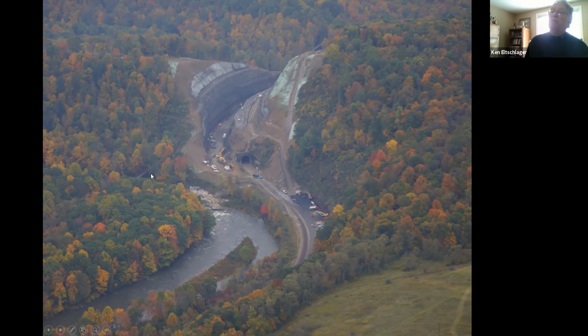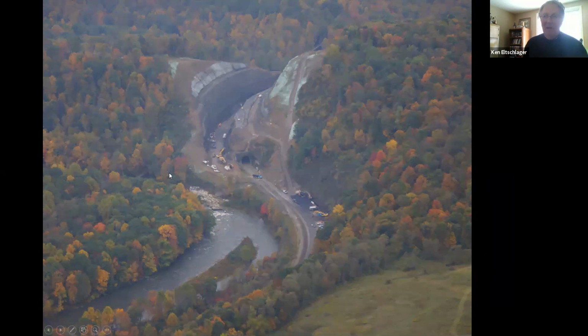This bridge here represents the Great Allegheny Passage between Washington, D.C. and Pittsburgh. It's a bike trail that goes through a tunnel right behind this cut. So not only did they have to be aware of the bicyclists here, but also the stability of the tunnel going through the back part of this cut here.